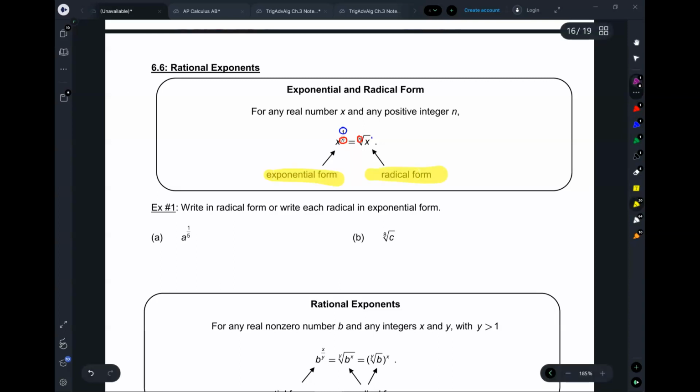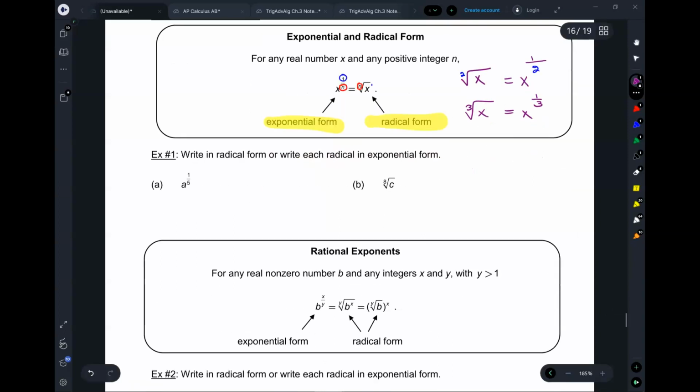So for example, if I have the square root of x, well, if I have a square root, there is a hidden 2 in here. I can write that as x to the power of 1 over 2. Okay? If I have the cube root of x, it'll be x to the power of what? Okay?